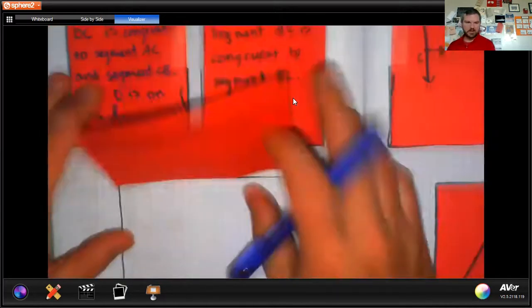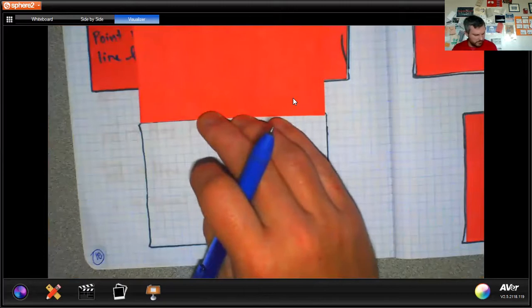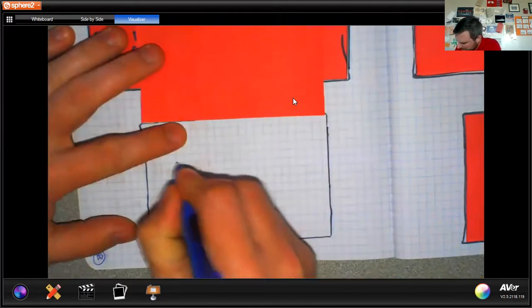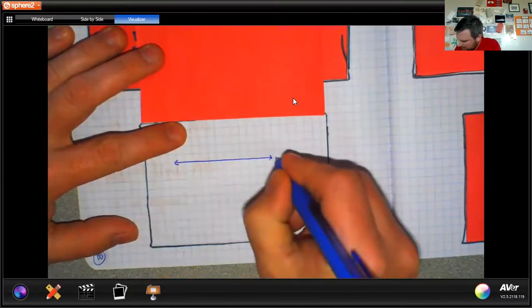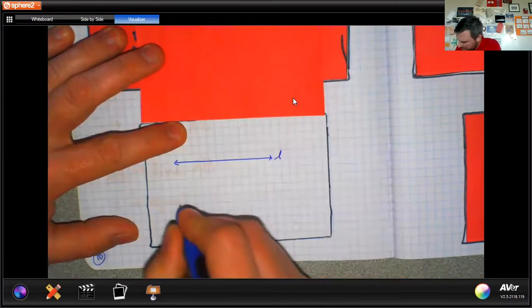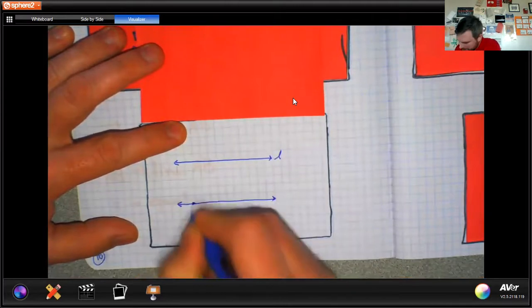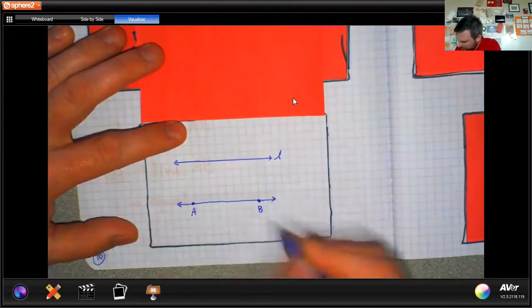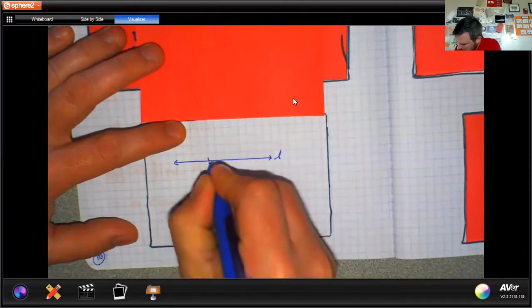All right, and the last one on this page, line L and line AB are parallel. So get line L, and line AB. So I need A, doesn't matter which side it goes, B are parallel. So we're going to draw the little triangles on each to say that they're parallel.